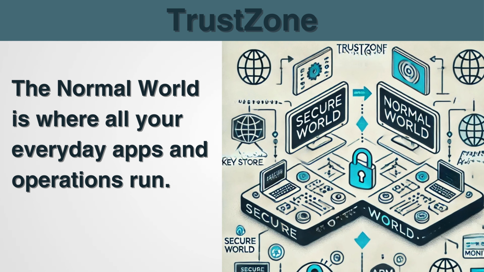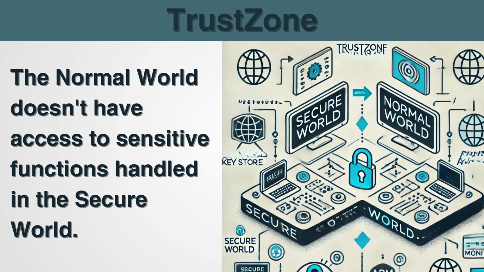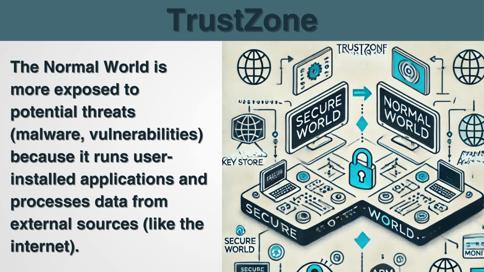Now, the normal world in these terms is where all your everyday apps and operations run. Think games, web browsers, email, social media apps, things like that. This world runs a standard operating system like Android or Linux. It's called non-secure just because it doesn't have access to sensitive functions handled in the secure world, and it's more exposed to potential threats like malware and vulnerabilities because it runs user-installed applications and processes data from external sources like the internet.